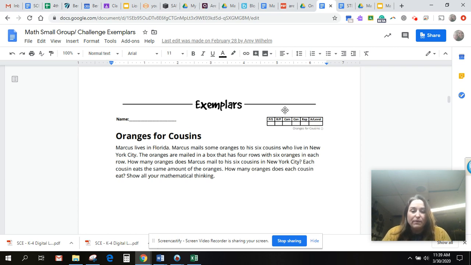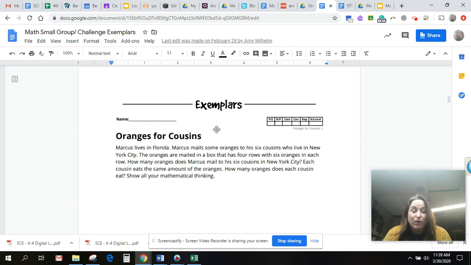Marcus lives in Florida. Marcus mails some oranges to his 6 cousins who live in New York City. The oranges are mailed in a box that has 4 rows with 6 oranges in each row. How many oranges does Marcus mail to his 6 cousins in New York City? Each cousin eats the same amount of the oranges. How many oranges does each cousin eat? Show all of your mathematical thinking.